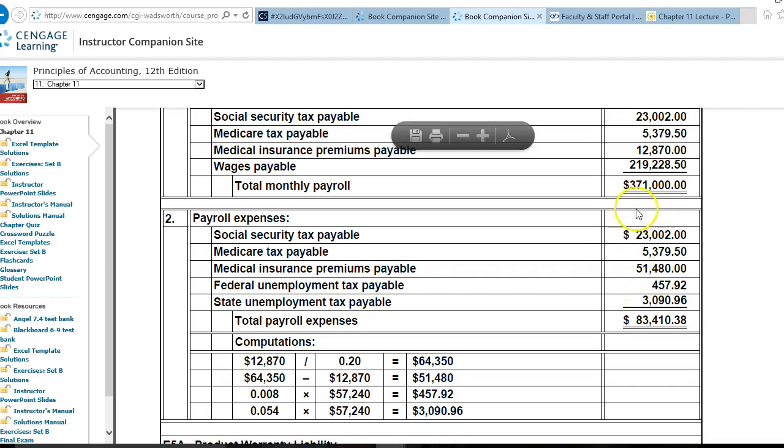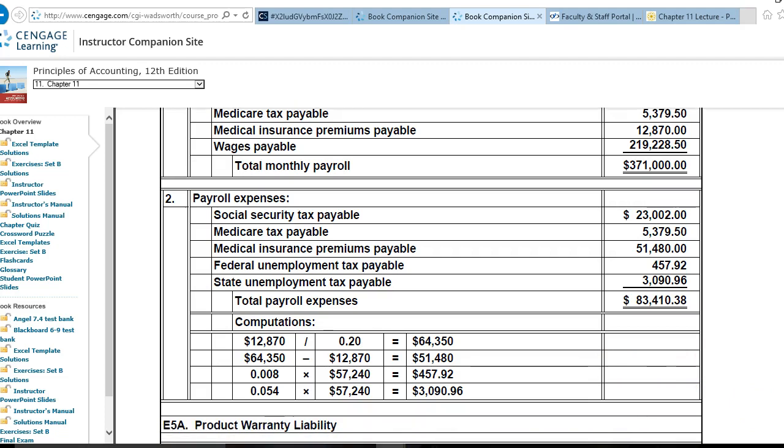So the payables for Medicare and Social Security plus the portion of insurance, the federal and state unemployment, total all the expenses of $83,410. That will be the responsibility of the employer. Any questions on that? You guys pretty good on that so far? Make sense?